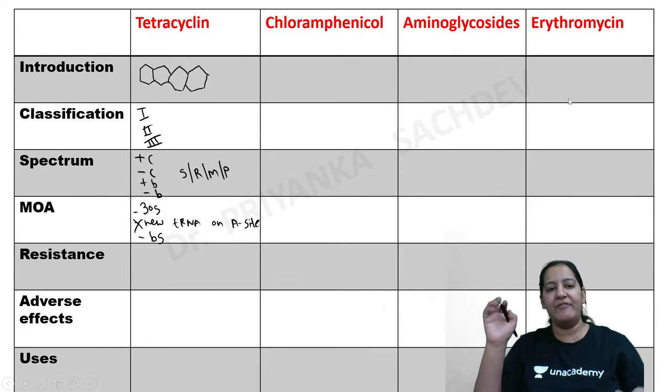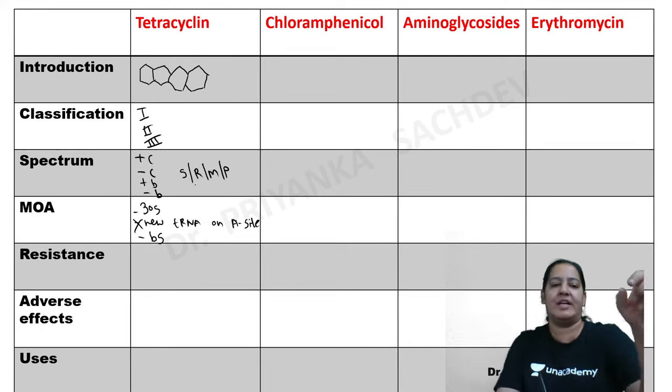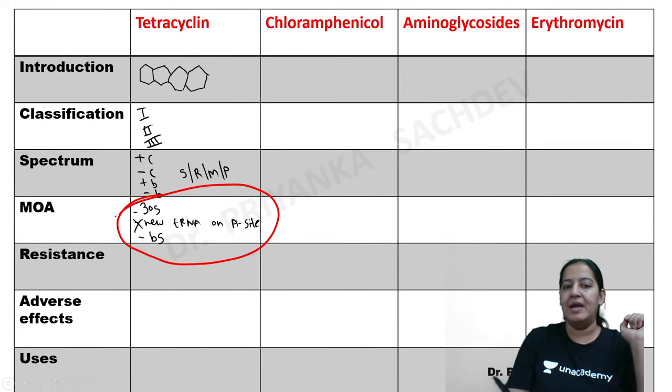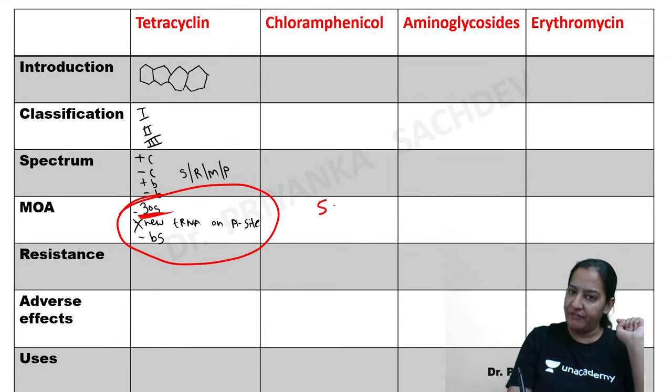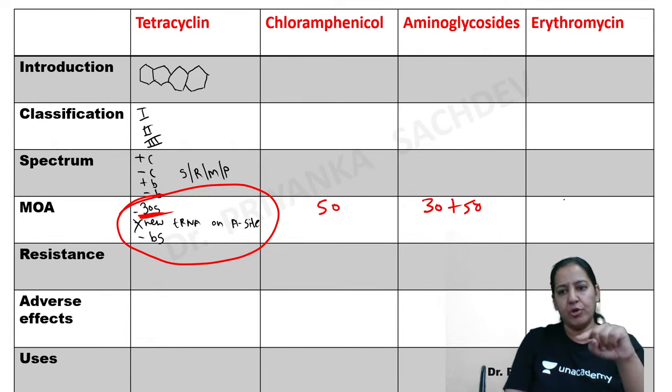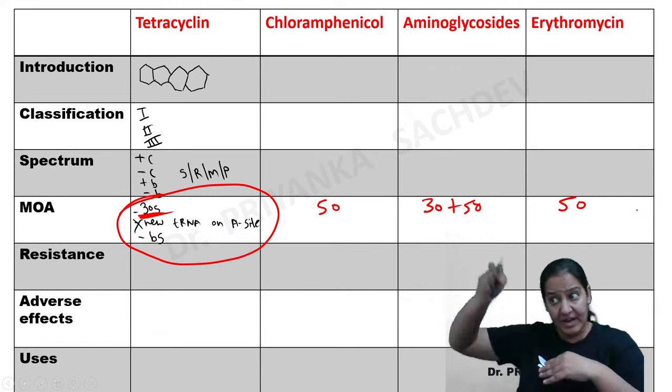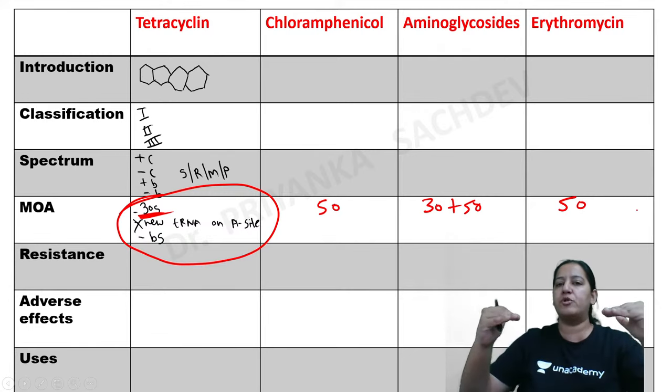Have you got it? I have written the mechanism of action in short here. Everyone see what points I have written in my table. First of all, you have to tell me whether tetracycline acts on 30S or 50S, or both. My answer is 30S. Chloramphenicol will act on 50S. Aminoglycoside will act on both 30S plus 50S. And erythromycin acts on 50S. I will do the comparison later when I teach you all. In this way, you have to do the comparison.